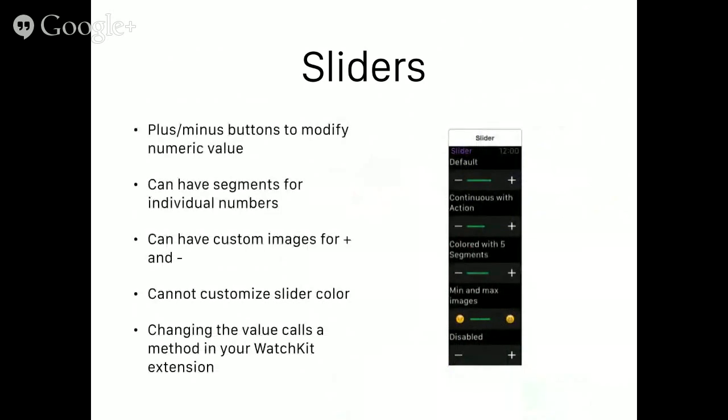Sliders also have the same kind of appearance with a plus-minus button to change a value. So you specify a minimum and a maximum, and then you can put steps in there. You can change the images for plus and minus. And when you change the value, it calls a method.